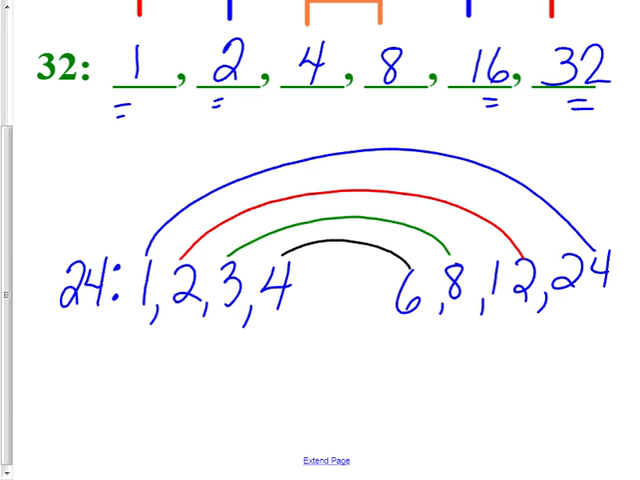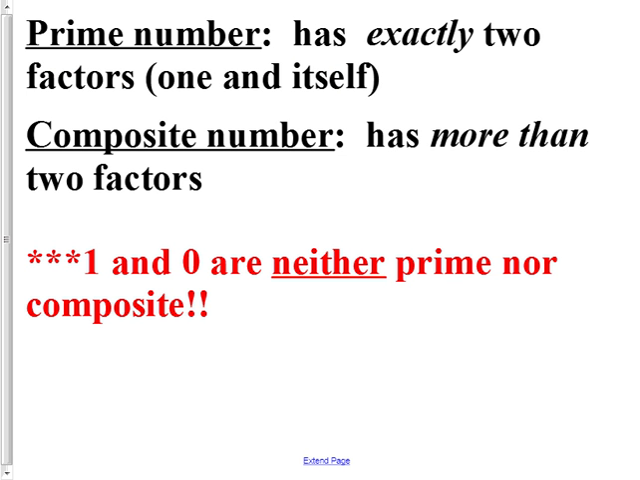So looking at some classifications, we classify whole numbers, positive whole numbers, as either prime or composite. Prime numbers have exactly 2 factors. Those factors are 1 and itself. So for example, numbers like 5, its only factors are 1 and 5. Or 17, its only factors are 1 and 17.